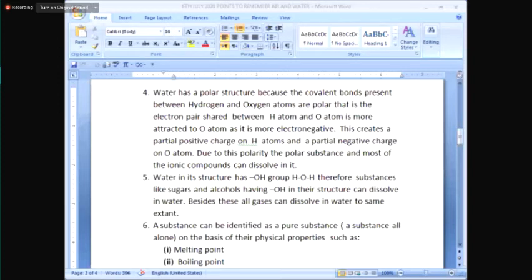But some gases like hydrogen or oxygen or nitrogen are sparingly soluble in water. That is very less. They are non-polar, they don't ionize, but under certain conditions, that is low temperature and under pressure, they become soluble in water. And you all know that the solubility of gases in water decreases with increase of temperature.